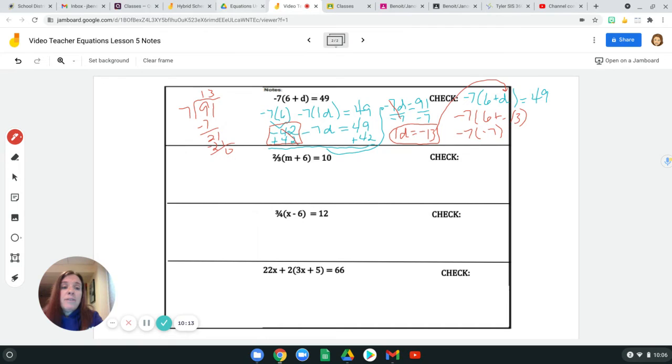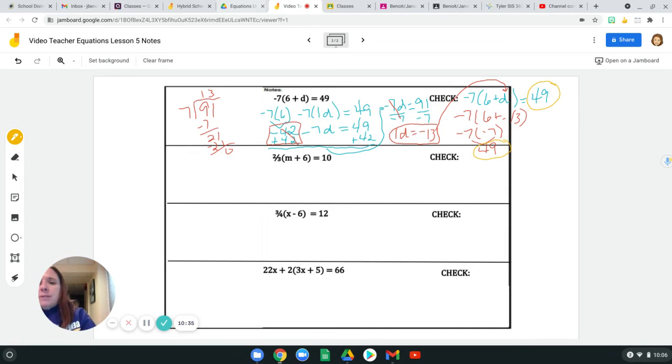A negative 7 times a negative 7, that's going to be positive. A negative times a negative is a positive. And 7 times 7 is 49. So I got 49 on the left of my equal sign and 49 on the right of my equal sign. My solution of d equals negative 13 is true.